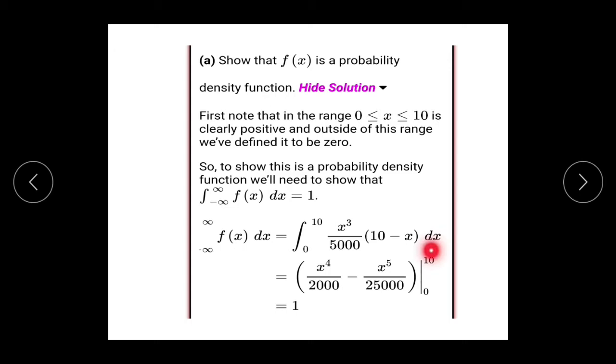Yung x, papalitan natin ng 0. So, parang 0 na lang din. So, yung 10 na lang ang ipapalit natin doon sa x. So, 10 raised to the 4th power is 10,000 over 2,000, which is equal to 5. Minus 10 raised to the 5th over 25,000, which is equal to 4. So, 5 minus 4 is equal to 1. Which means, na-satisfy niya yung given condition. So, this is a probability density function.